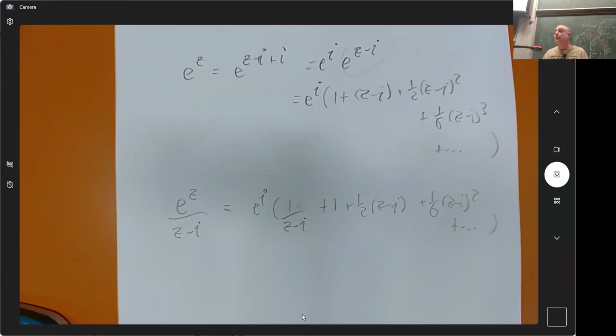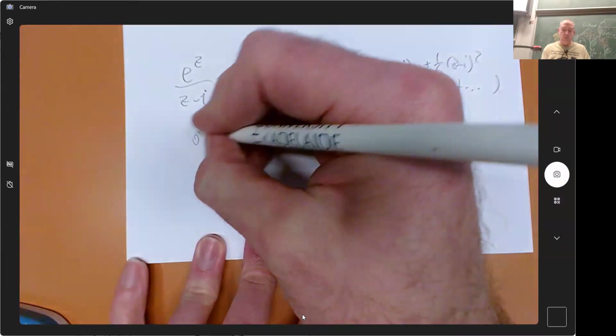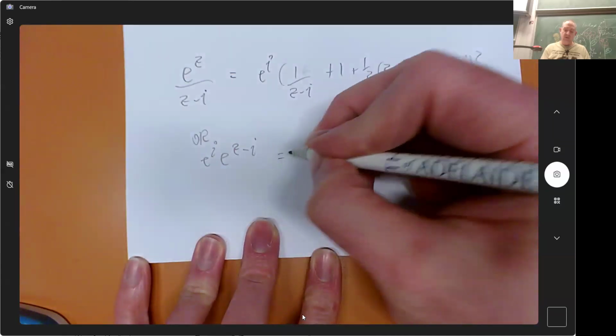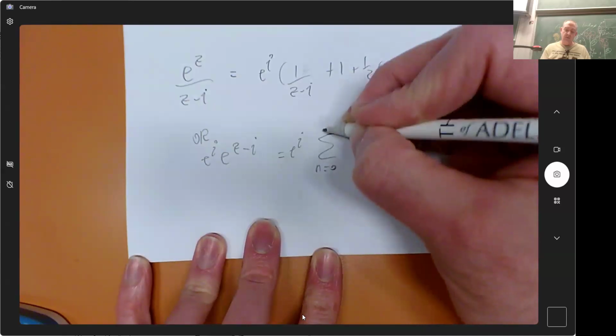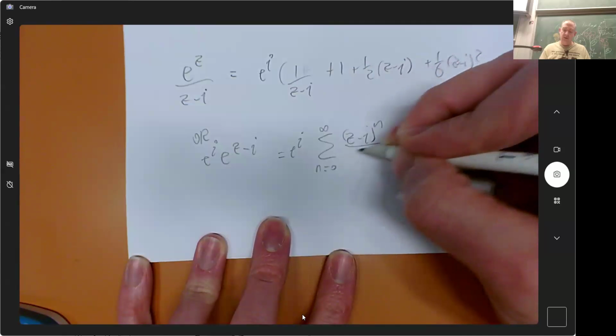That's it. And so what we have is the coefficient, for example, of z minus i to the minus 1 is e to the power of i. Yeah, that's all. We could have done it with an actual infinite sum at that point, and that would have been fine as well. So I could have done this, y times z minus i is e to the i, sum of n equals 0 to infinity, z minus i to the n over n factorial.